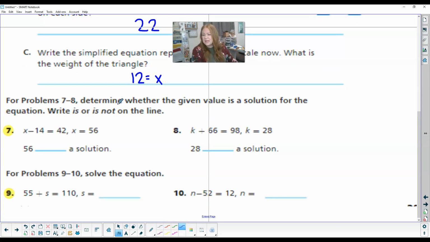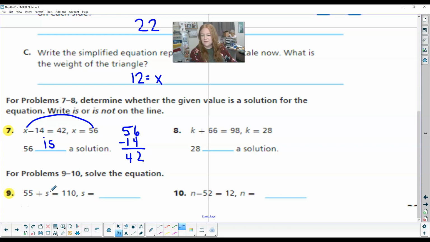Okay, so this one says to determine whether it is a solution, is or is not. So if I plug in 56 here, 56 minus 14, there's 2, and 4 equals 42, so that is a solution. That one made it true.